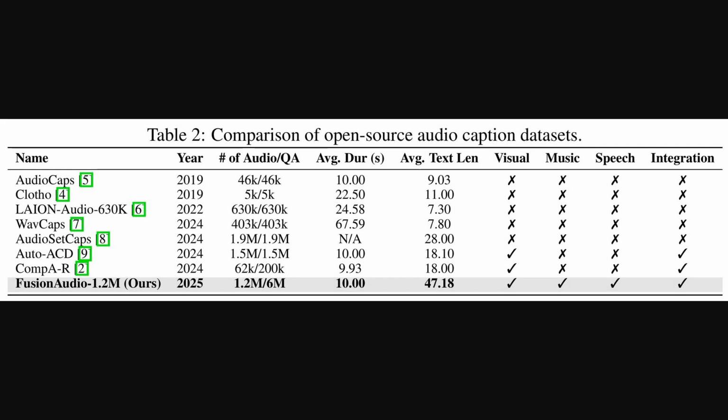So that motorcycle example really showed the quality of an individual caption. This next table helps us understand the scale and richness of the entire FusionAudio dataset. It compares FusionAudio 1.2M against other major audio caption datasets. And what really stands out is the average text length. It's over 47 tokens, which is 4 or 5 times longer than older datasets like AudioCaps. This jump in length reflects the extra detail, and the columns on the right show us why. It's the only one that systematically integrates visual, music, and speech cues together, leading to that much richer, more comprehensive description.